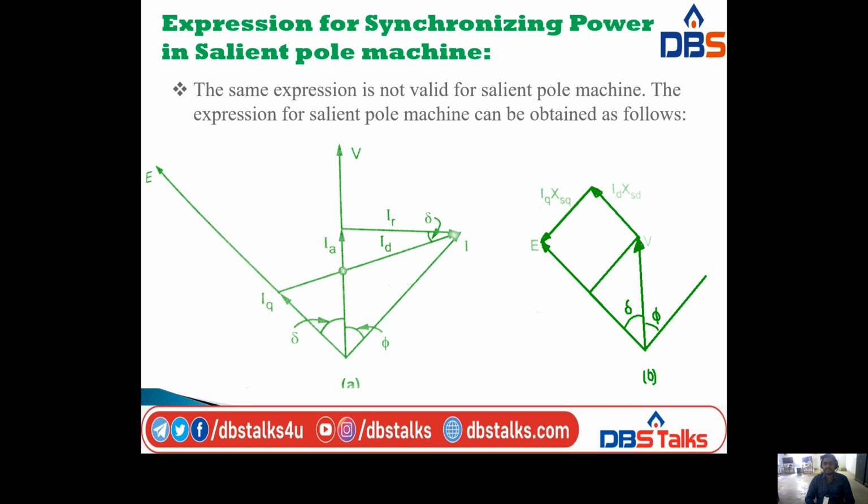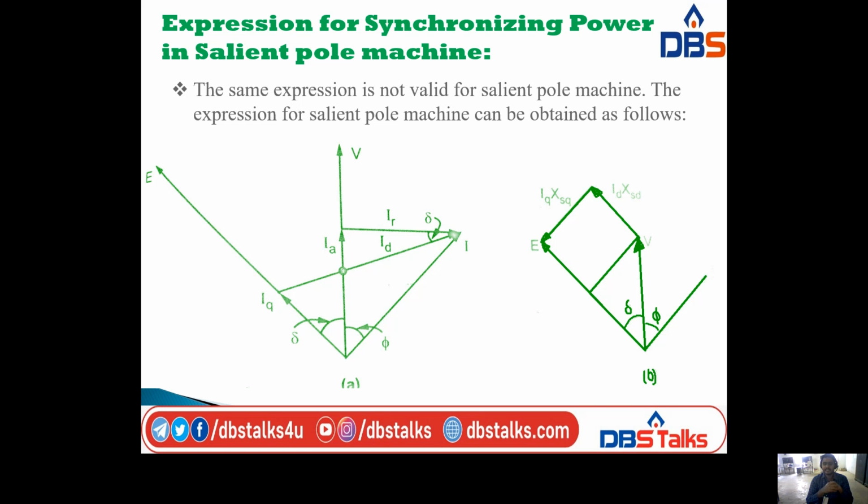And the same expression is not valid for a salient pole machine. So the expression for the salient pole machine can be obtained as follows. Up to now we discussed the expression for the synchronizing power, but here I am taking the expression of synchronizing power in salient pole machines. The previous expression is not valid for the salient pole machine, that's why I am taking another expression.